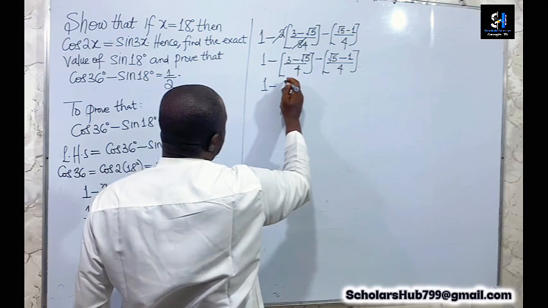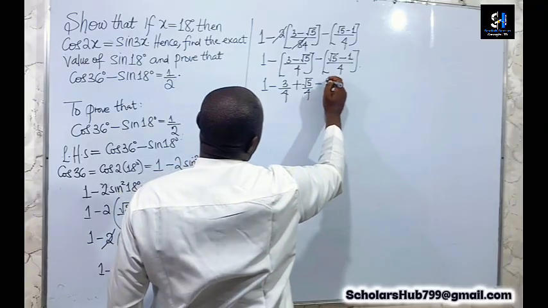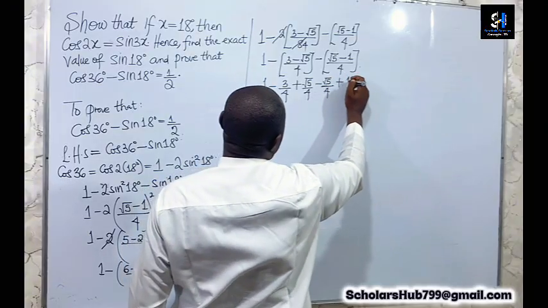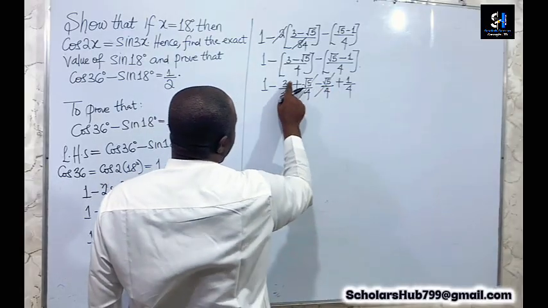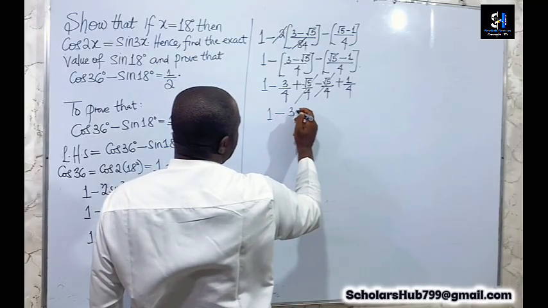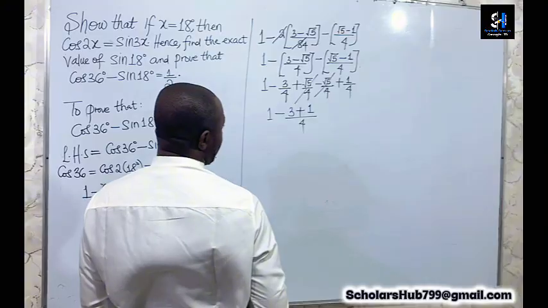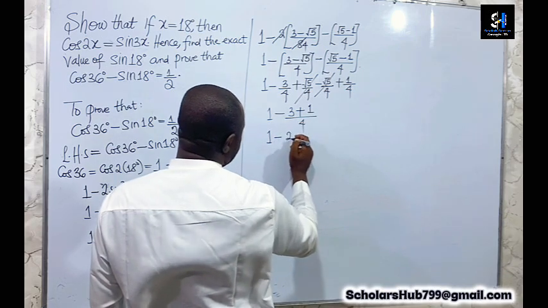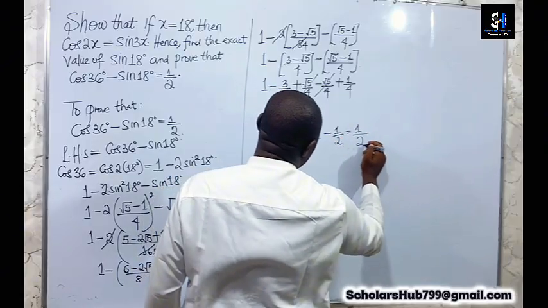Okay, this will be 1 minus 3 over 4 plus root 5 over 4, then negative root 5 over 4, then positive 1 over 4. So the root 5 terms will be 0. Then we have negative 3 over 4 plus 1 over 4, which is negative 3 plus 1 over 4, that will be negative 2 over 4. And this will be 1 minus 1 over 2, and we'll get 1 over 2 in this case.